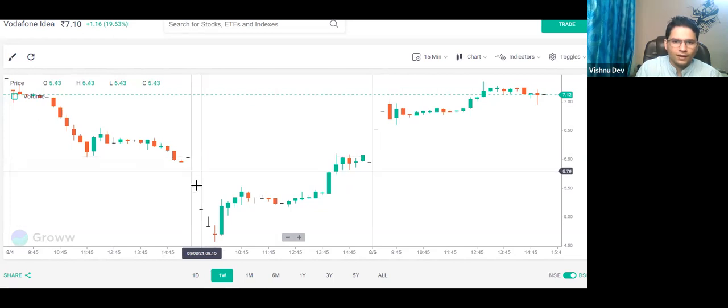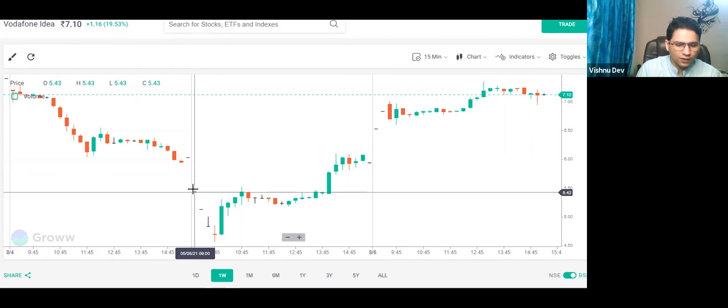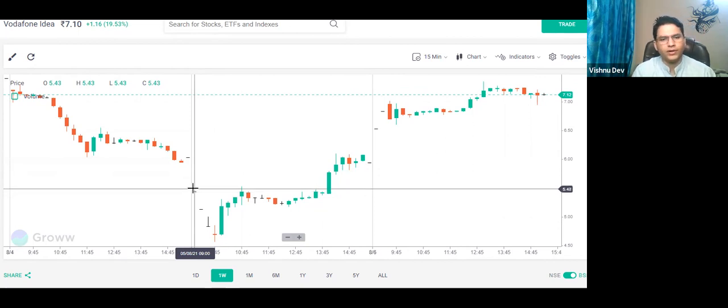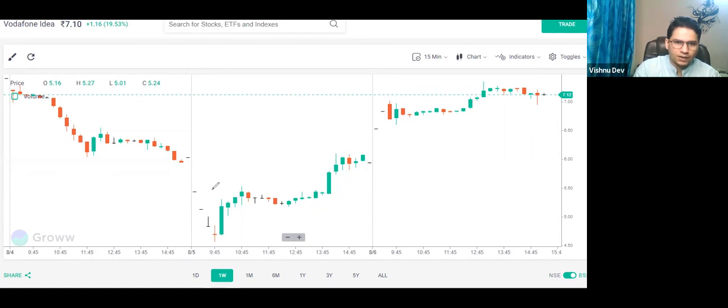Now we know that 9 o'clock is not open for normal traders, but at 9 you can bid. So see, when the market started on the next day, it opened at this price. Yes or no? So this is your gap down. It means the close of the previous day was much higher than the open of the next day. This is called your gap down.